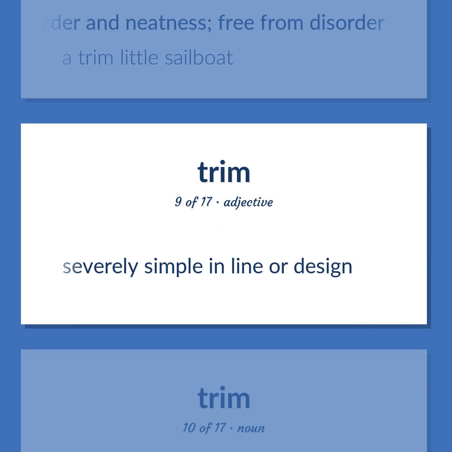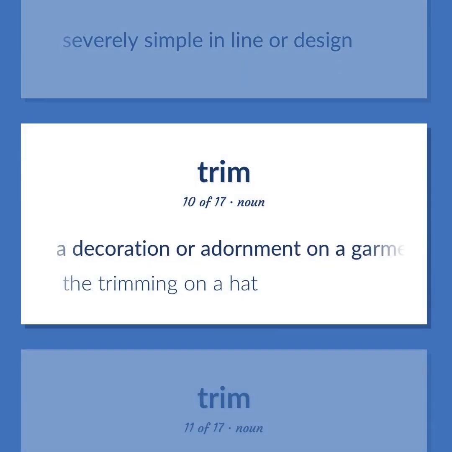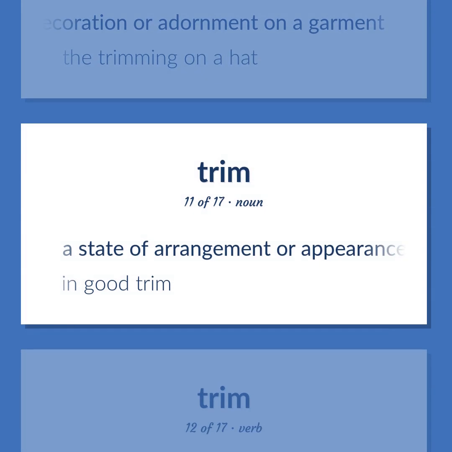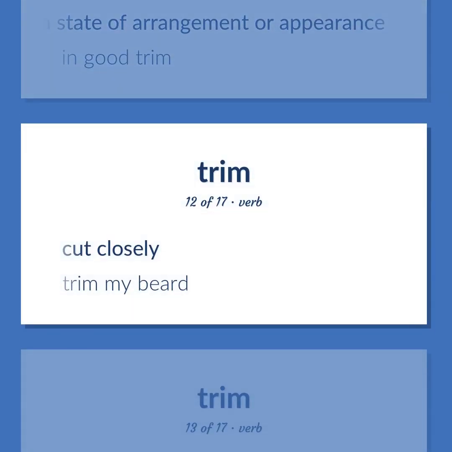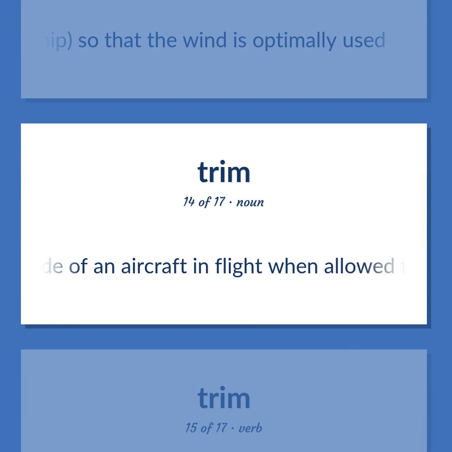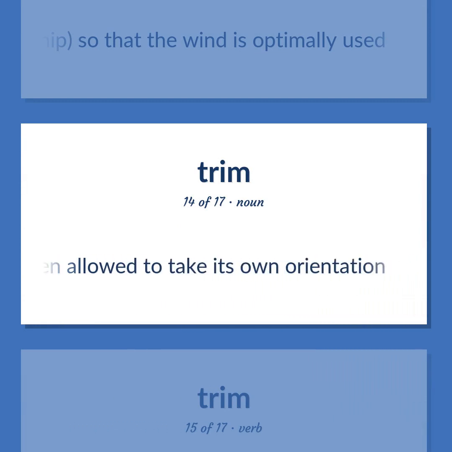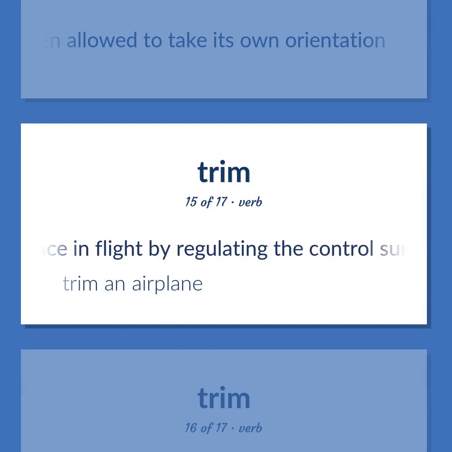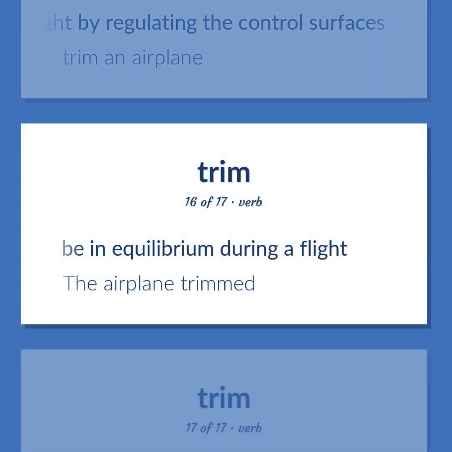Severely simple in line or design. A decoration or adornment on a garment. The trimming on a hat. A state of arrangement or appearance. In good trim. Cut closely. Trim my beard. Adjust sails on a ship, so that the wind is optimally used. Attitude of an aircraft in flight when allowed to take its own orientation. Balance in flight by regulating the control surfaces. Trim an airplane. Be in equilibrium during a flight. The airplane trimmed.